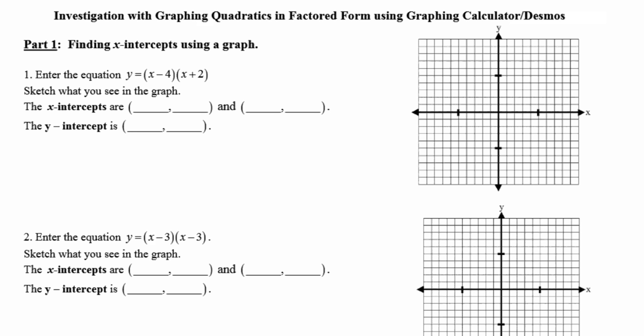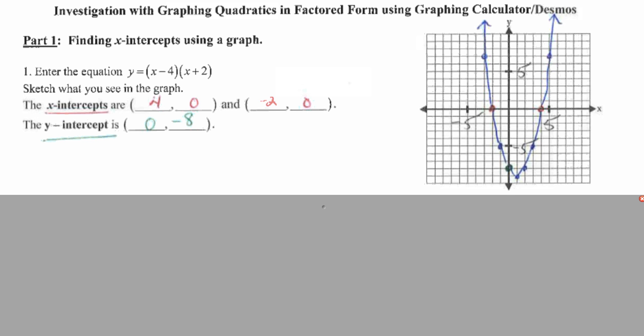So the first equation we were looking at was y equals x minus 4 times x plus 2. Again, this is in factored form. So what do we see in this graph? Well, in this graph, we notice that the x-intercepts were at (-2, 0) and (4, 0). The y-intercept happened to be at (0, -8). We could also say that this quadratic function is concave up. We can see the vertex is at (1, -9). The axis of symmetry would be at x equals 1.